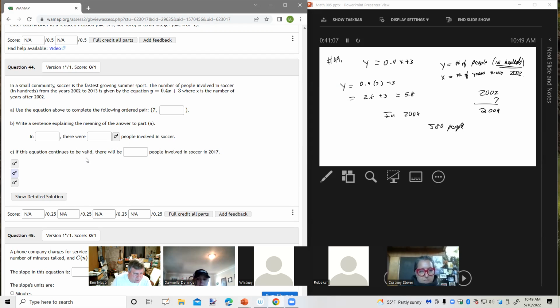Then, if this equation continues to be valid, there will be how many people involved in soccer in 2017? Well, 2017 is 15 years after 2002. So x is 15. So y equals 0.4 times 15 plus 3, which is 6 plus 3, which is 9. So 900 people, because again, everything's in hundreds. So you've got to pay close attention to the labels. All right.